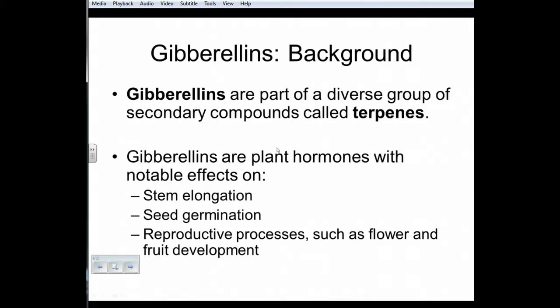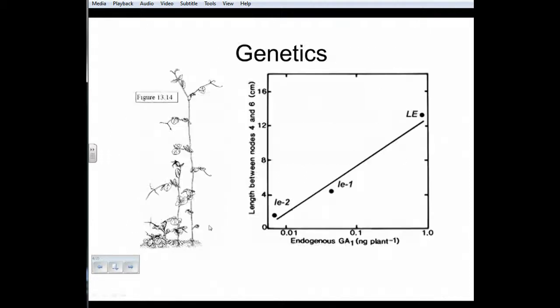They are part of the terpenes. If you remember, we talked about terpenes as one of the classes of secondary metabolites. Stem elongation, seed germination, you've had that, right? First exam. Gibberellic acid and breakdown of production of alpha amylase. We're going to have it again. It also is involved in reproduction.